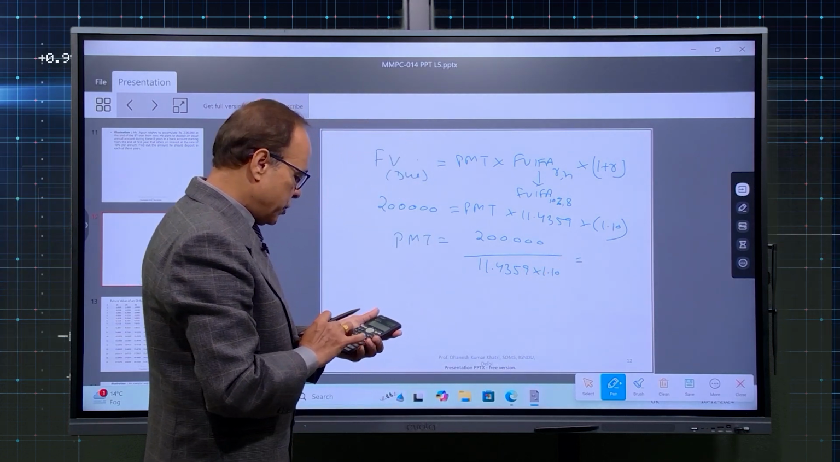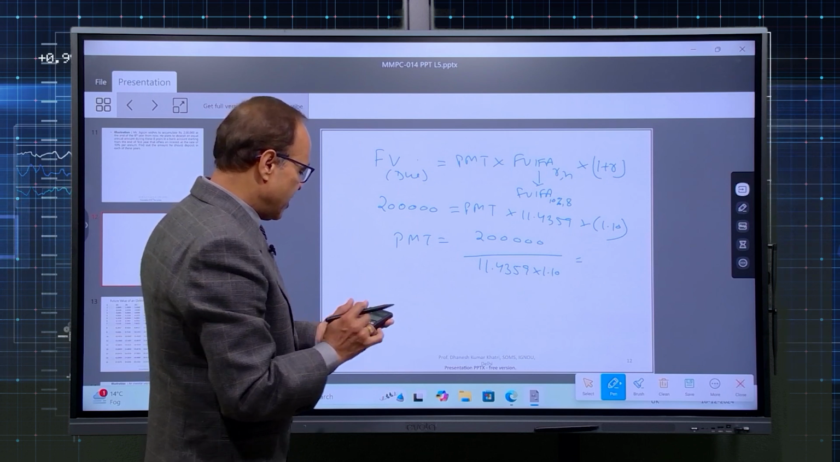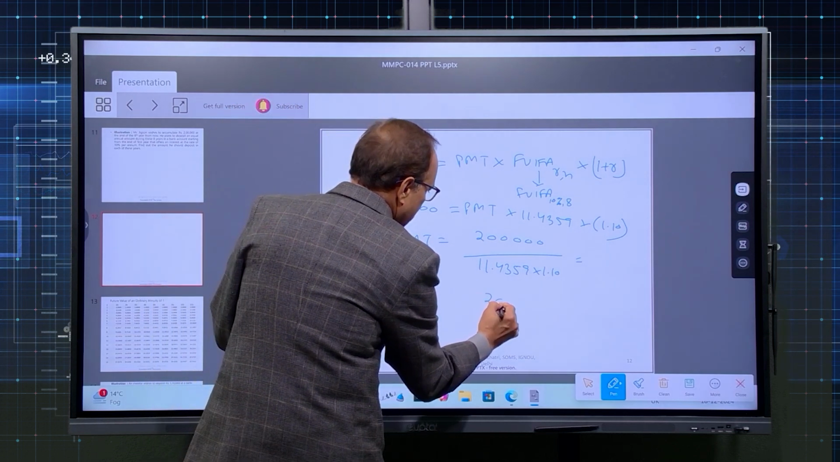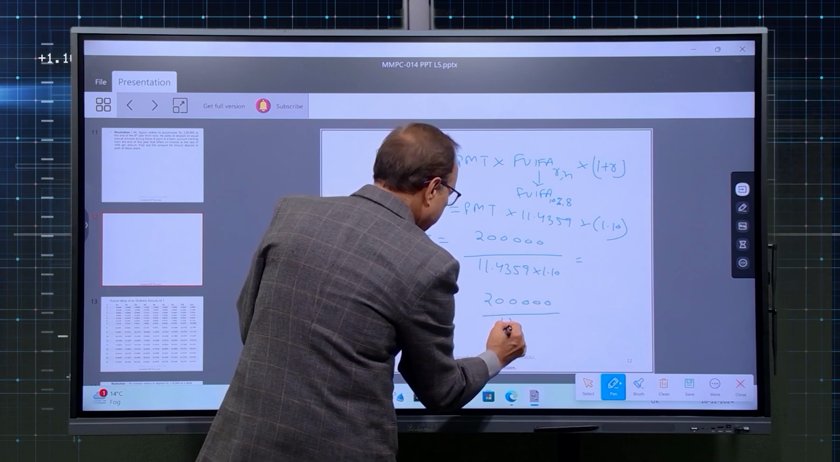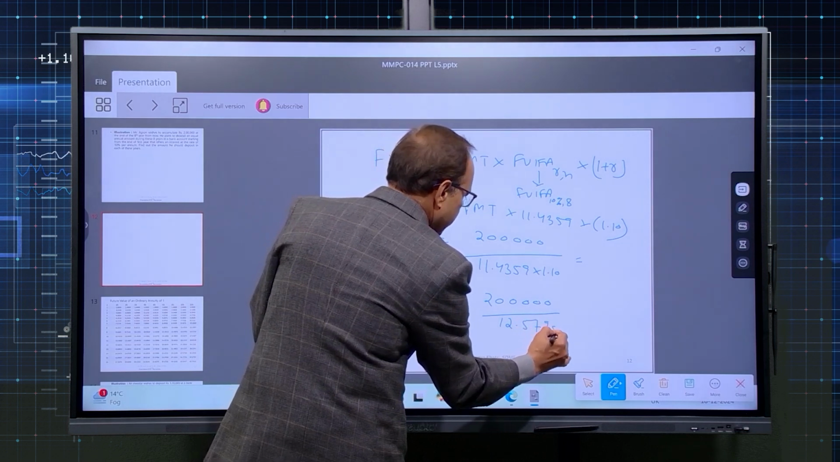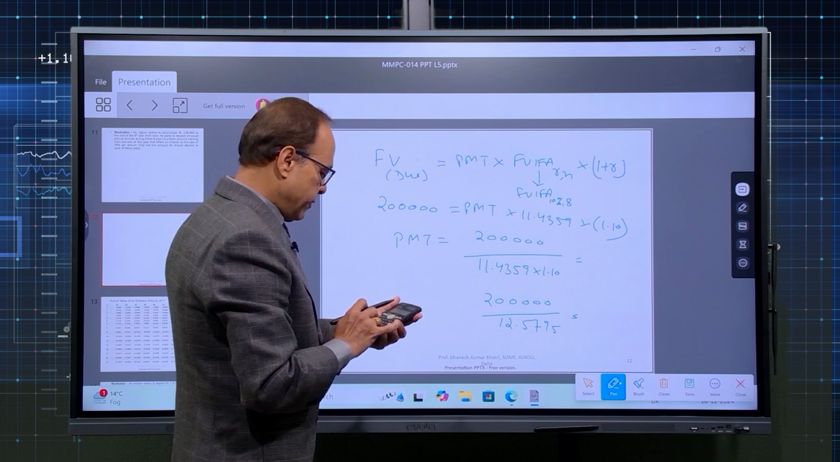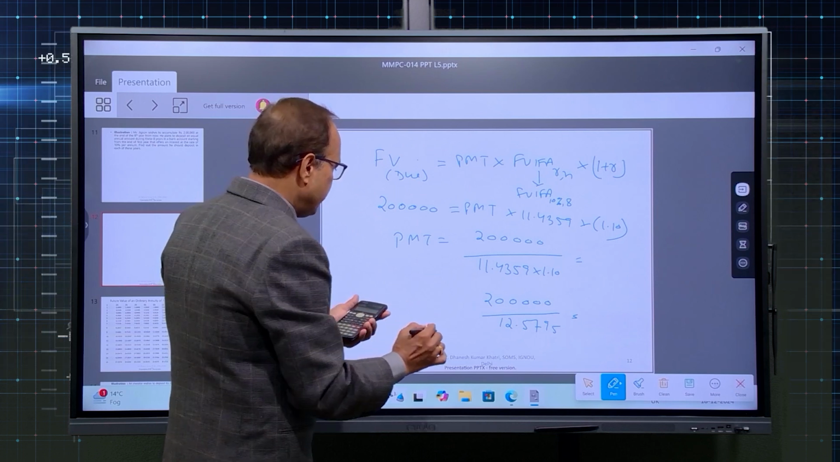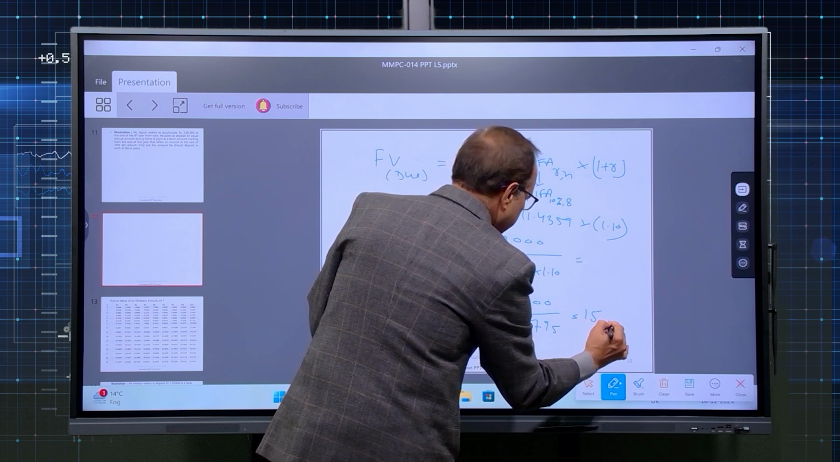So, 11.4359 times 1.1 gives 12.5795. So, 2 lakh divided by this factor, we get 15,899.